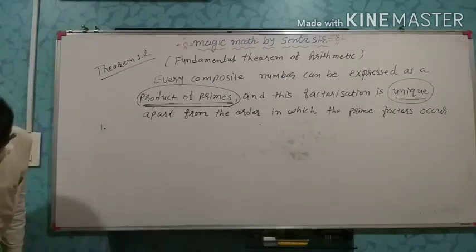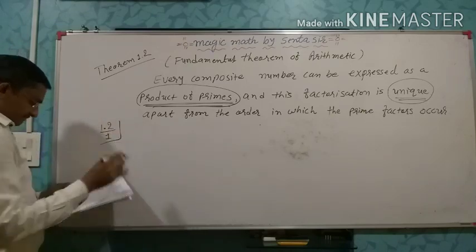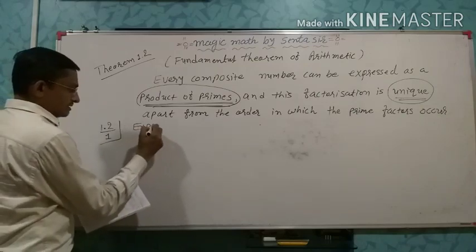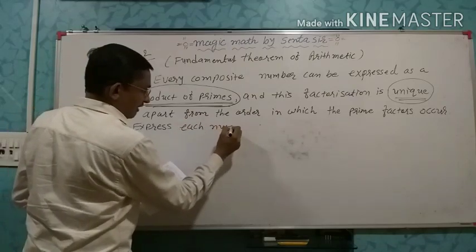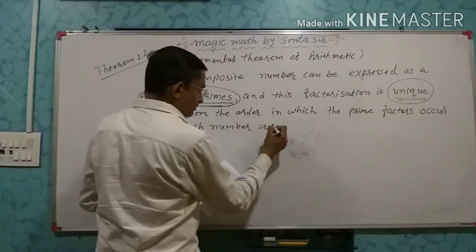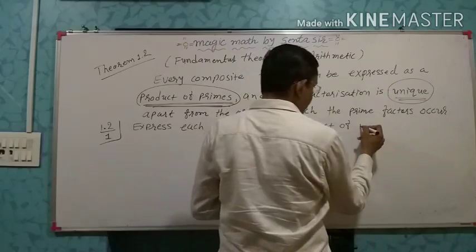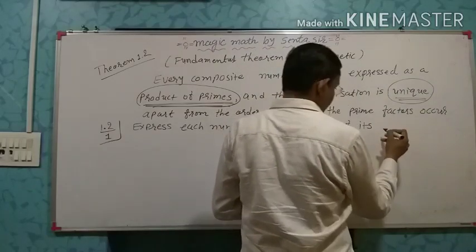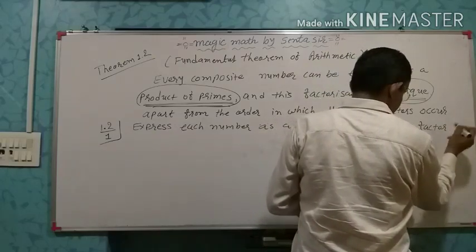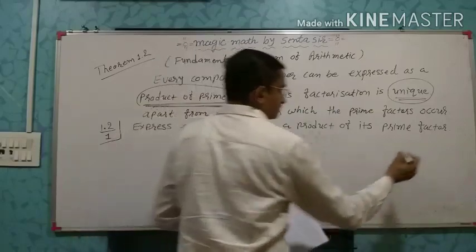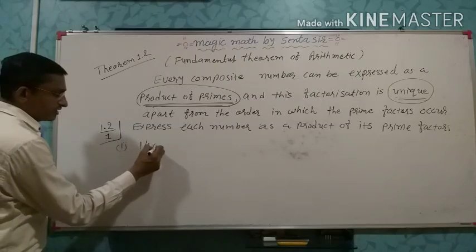Let us see Exercise 1.2, Example 1. Express each number as a product of its prime factors. The first one is 140.